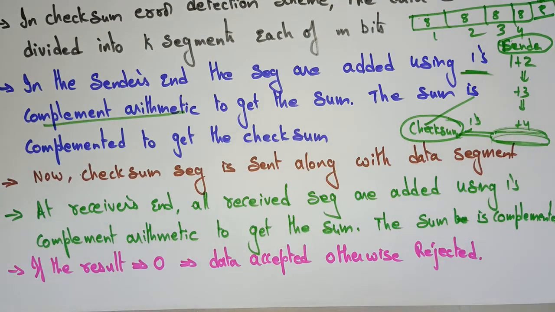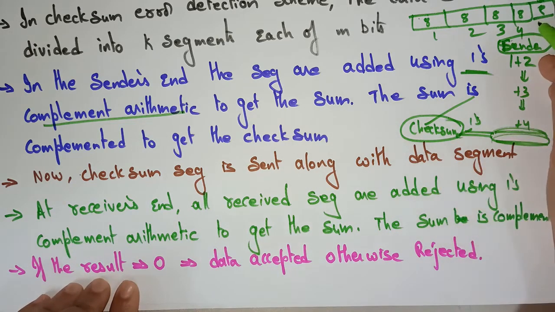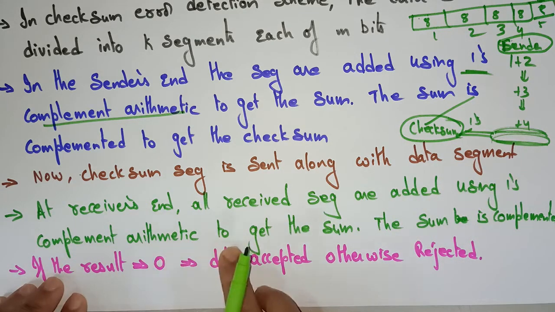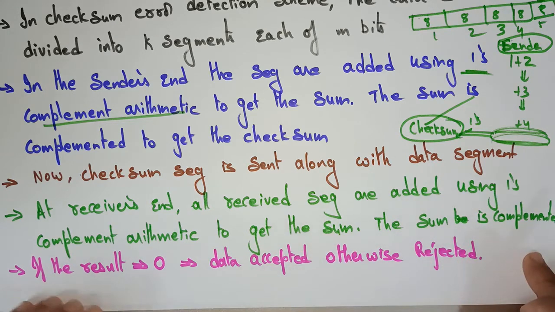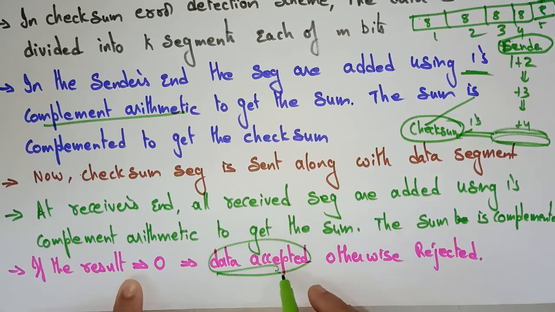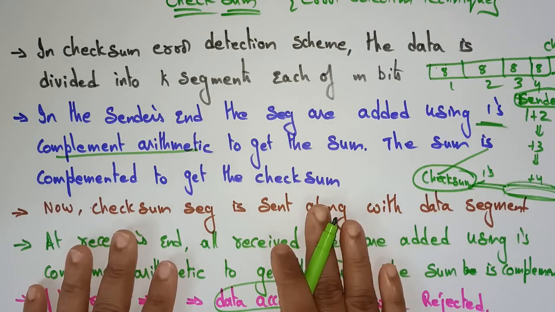So what will the receiver do? At the receiver's end, all received segments are added using ones complement arithmetic. Okay, here he is also doing the same thing: 1 plus 2, the result is added with 3, again the result is added with 4, and again the result is added with 5. So use ones complement arithmetic to get the sum. Again the final sum is to be complemented. If the complemented sum is 0, if you get all zeros, then the data is accepted. Otherwise the data is rejected. So I hope you understand what exactly the checksum is.